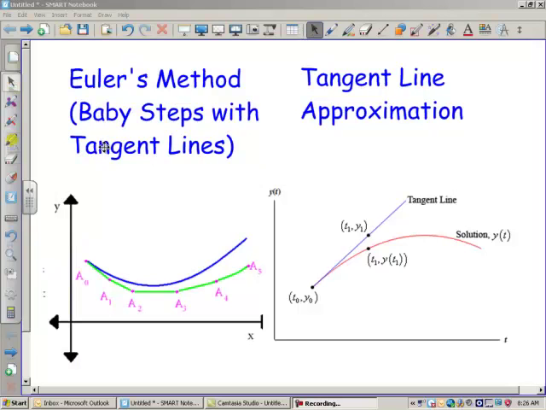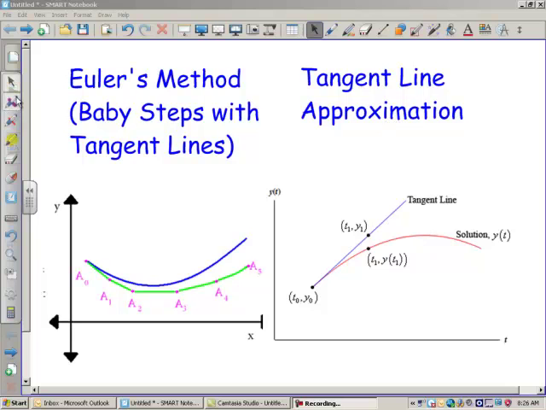Today we're going to talk about Euler's method, which is a method of approximating the solution to a differential equation if we cannot find the actual general solution or particular solution. So this is an approximation method that we use in BC calculus, or in calculus, if we cannot actually find the original solution.